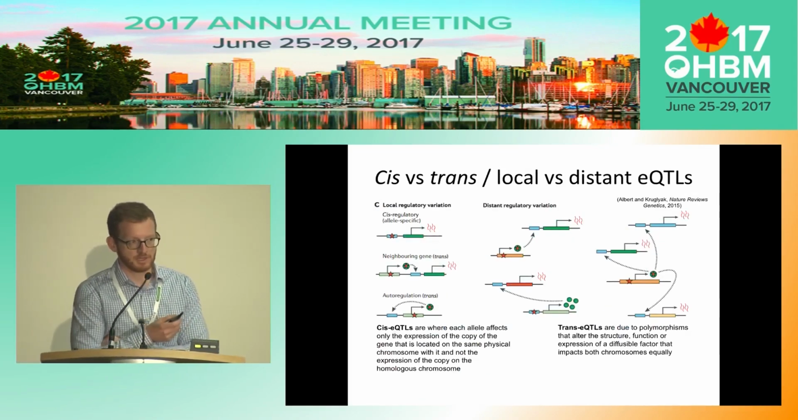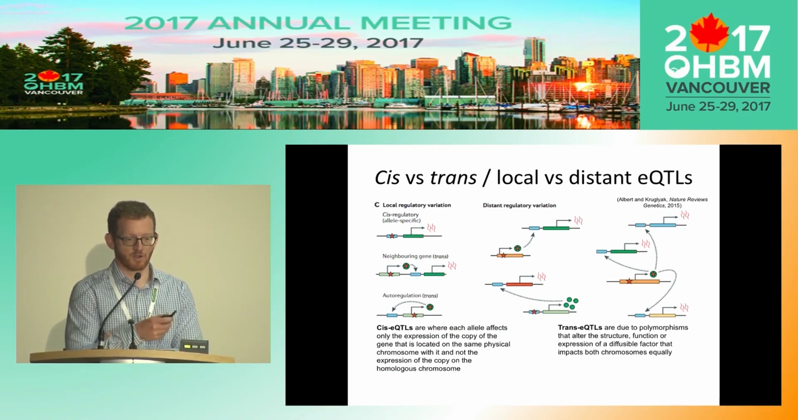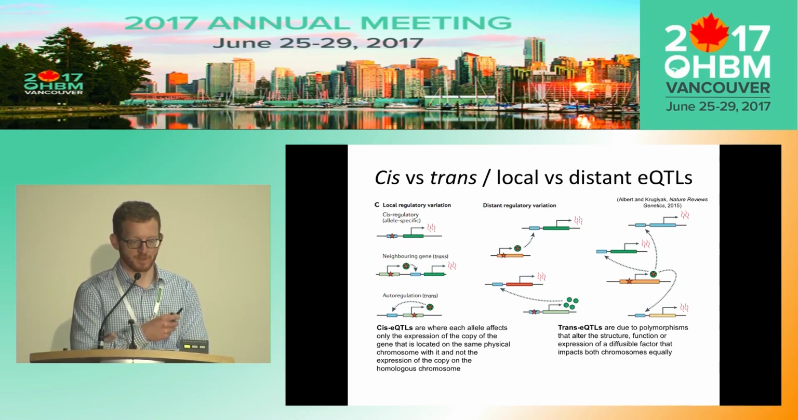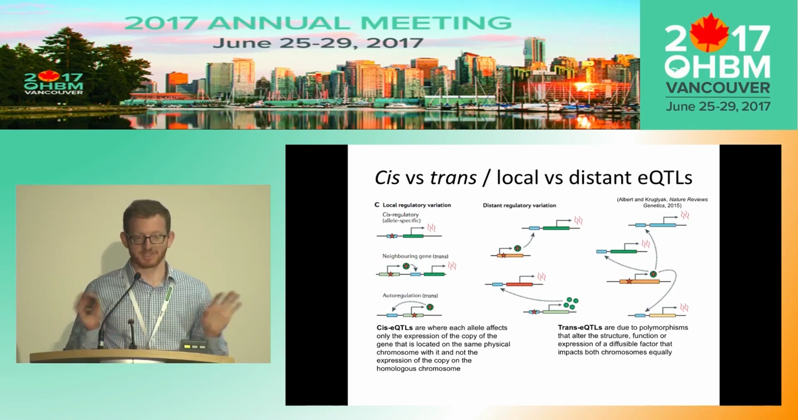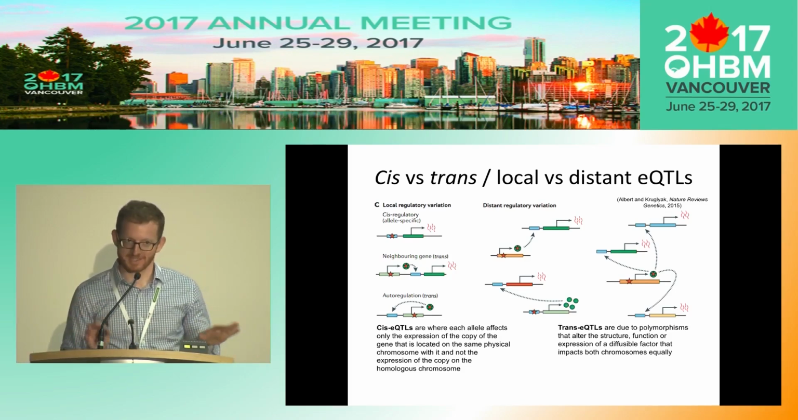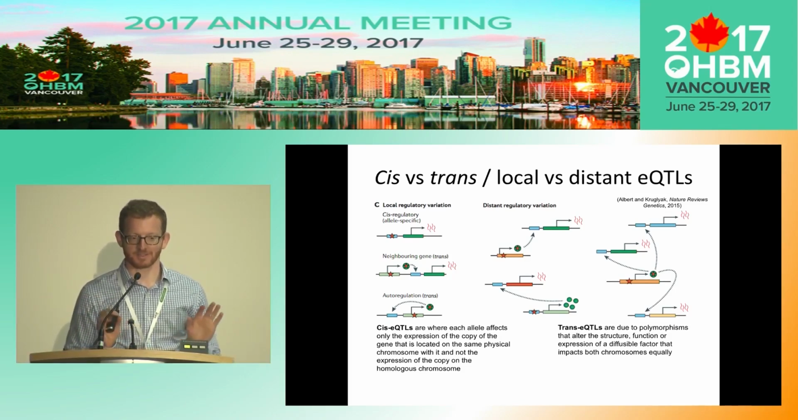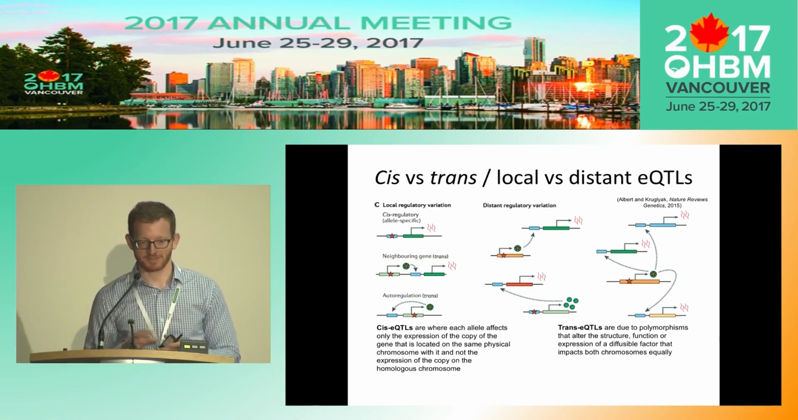Okay, so in the eQTL literature, it's important to know the difference between cis versus trans and local versus distant. These two are often conflated in the literature, so it's important to know what the differences are. Local just means close: the genetic variant is close to the gene of action. That's it. Distal is far away. Local does not necessarily mean cis, and distant does not necessarily mean trans.